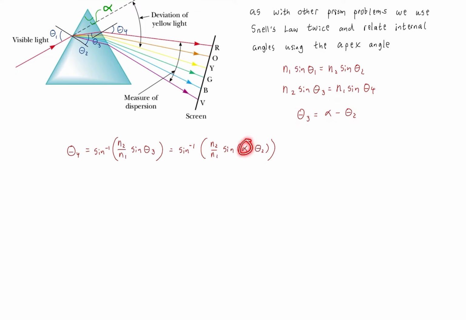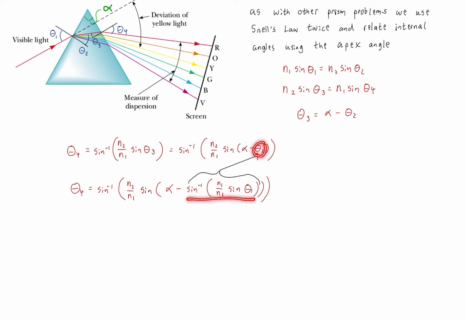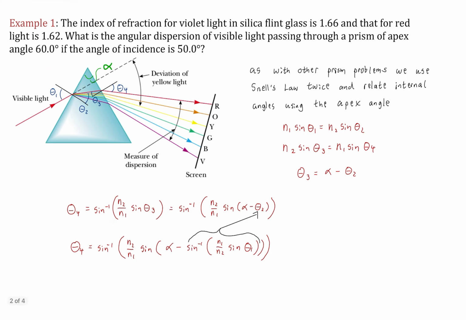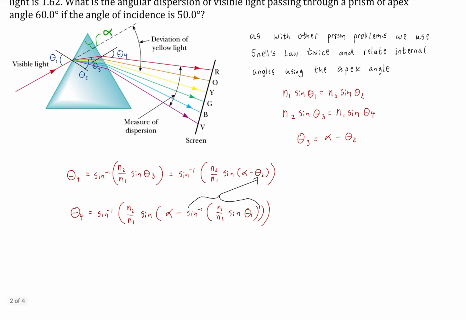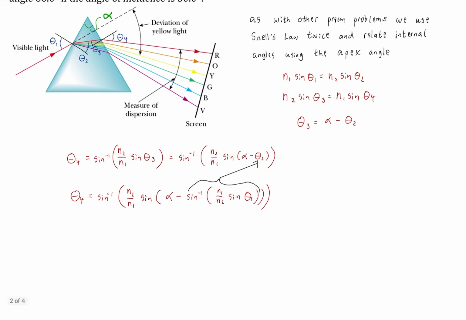Now I know alpha, but I don't know theta 2 yet. So what I'm going to do is replace theta 2 with this expression. See what I've done? I've literally just replaced that whole theta 2 with this inverse sine. And of course, that inverse sine just comes from this relationship of Snell's law. So we got this nice long equation by basically solving directly for theta 4 and doing some substitutions. And of course, we know theta 1. We were told it's, in fact, 50 degrees. So we're good to go. We can just plug in our known values and solve for theta 4.